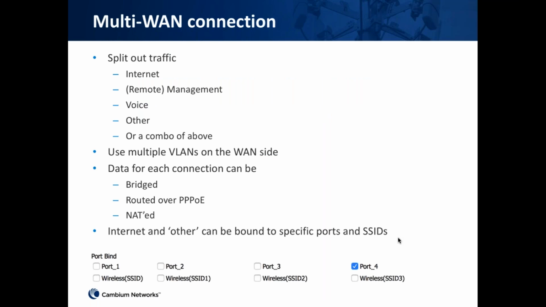So as I said, cnPilot supports a so-called multi-WAN connection. So you can split different types of traffic based on the VLANs. And you can do a bridged connection, routed connection, or NATed connection, depending on those VLANs. And it can support even different SSIDs for those services.